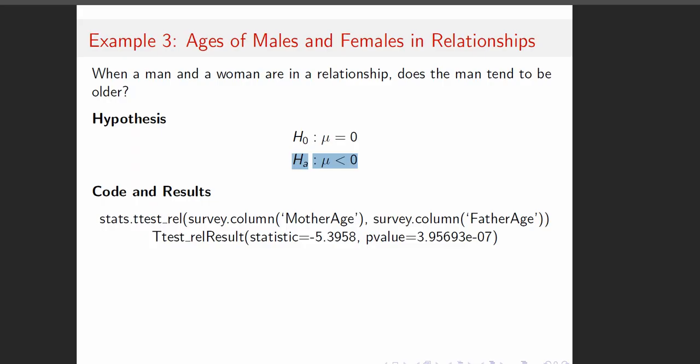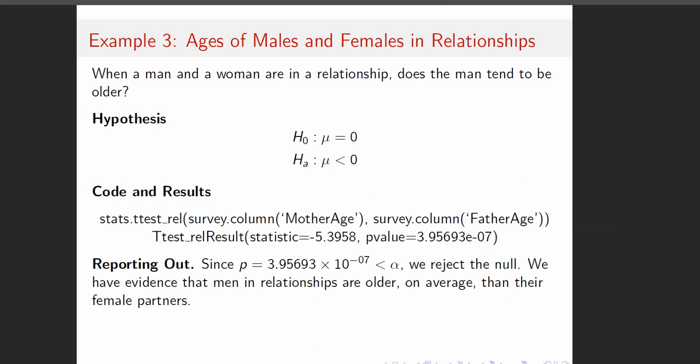Jumping back, all right, so our p-value is 3.96 times 10 to the -7th, and that's really, really close to 0, which is less than our alpha, which they didn't really specify, so let's say 0.05. Since p is less than alpha, we reject the null, which means we have evidence for the alternative hypothesis.